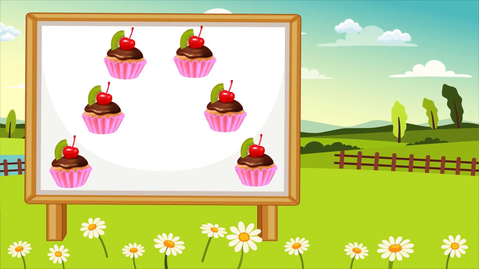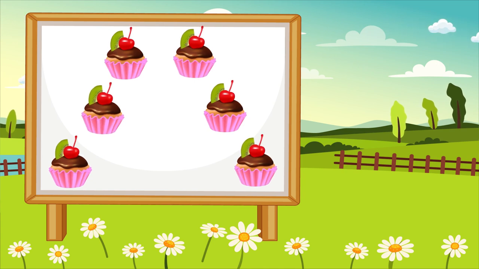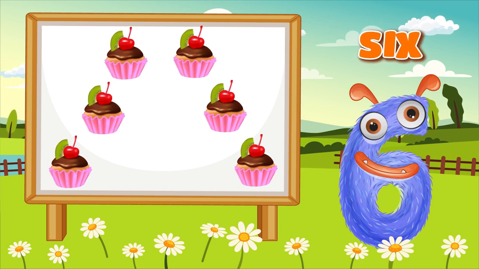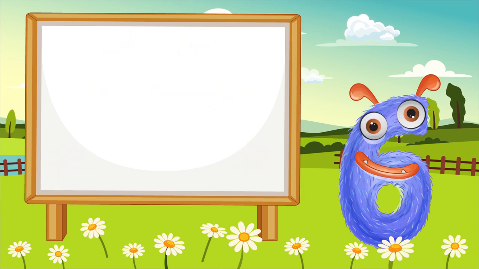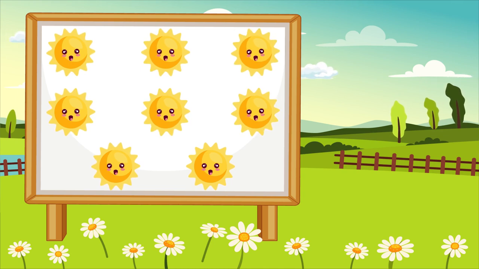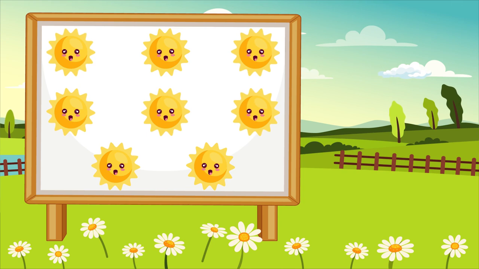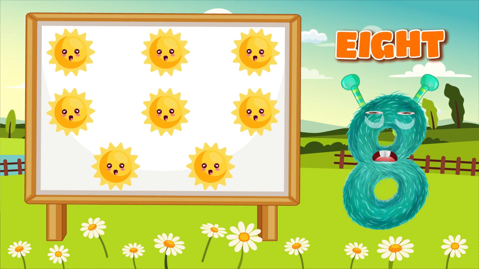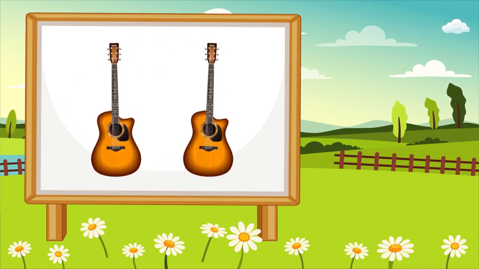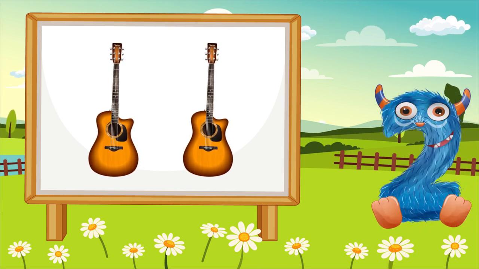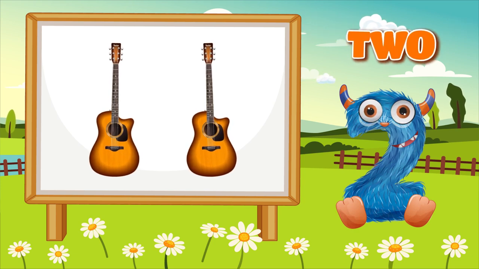How many objects are here? Six. Six objects. Yay! How many objects are here? Eight. Eight objects. How many objects are here? Two. Two objects.